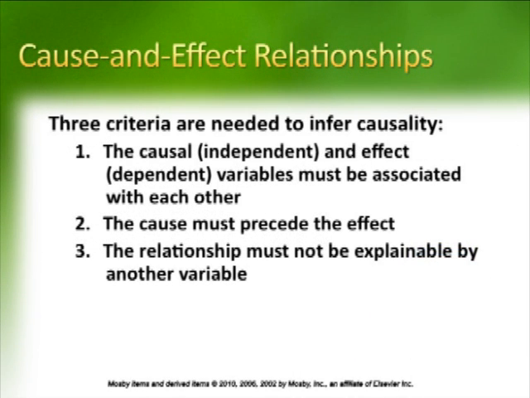There are 3 criteria that are needed to infer causality. One is that the causal, or the independent variable, as we've been talking about, and the effect, or the dependent variables, must be associated with each other. 2, the cause must precede the effect, such as smoking must come before the lung cancer, not vice versa. And 3, the relationship must not be able to be explained by another variable.